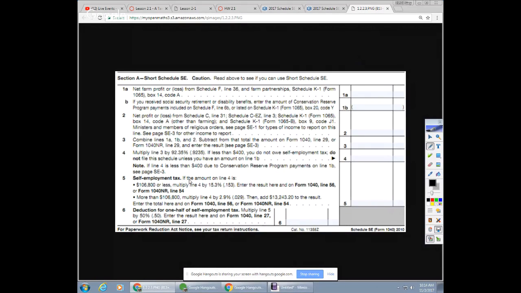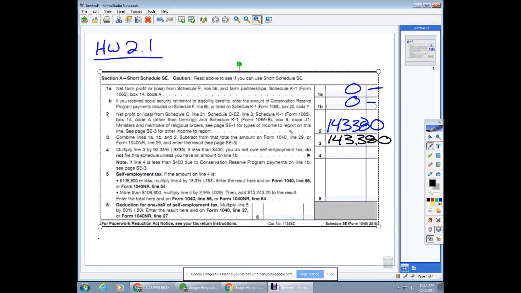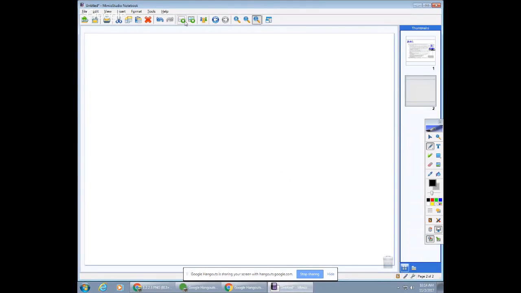Okay, self-employment tax. If the amount on line 4 is less than $106,000, multiply by 15.3%. If it's more than $106,000, multiply by 2.9%, and then add on. Okay. All right, so here's the way I would recommend we do this. So help me out with some numbers here. We've got his profit, I guess we'll call it.